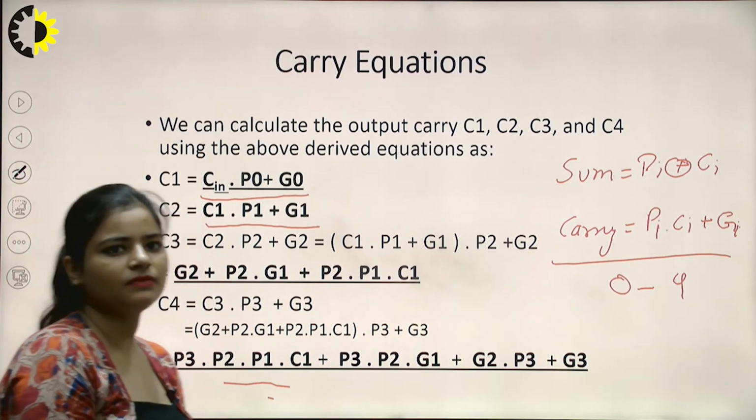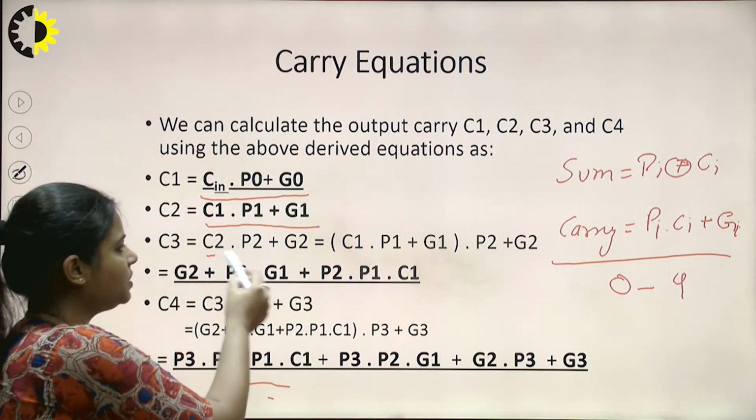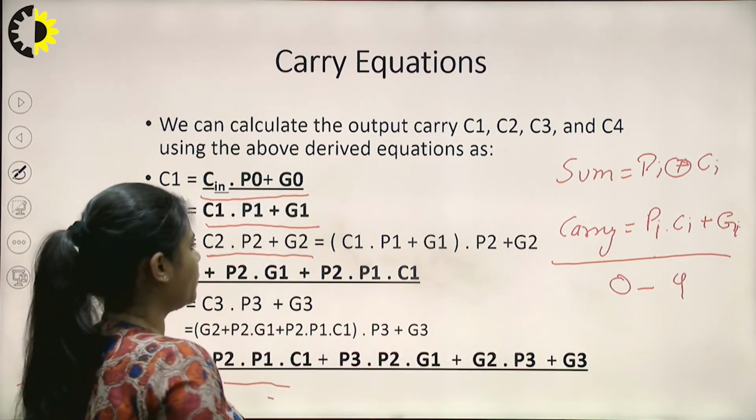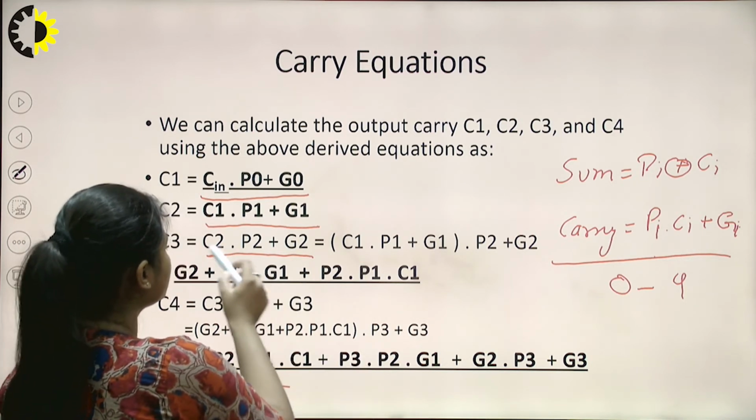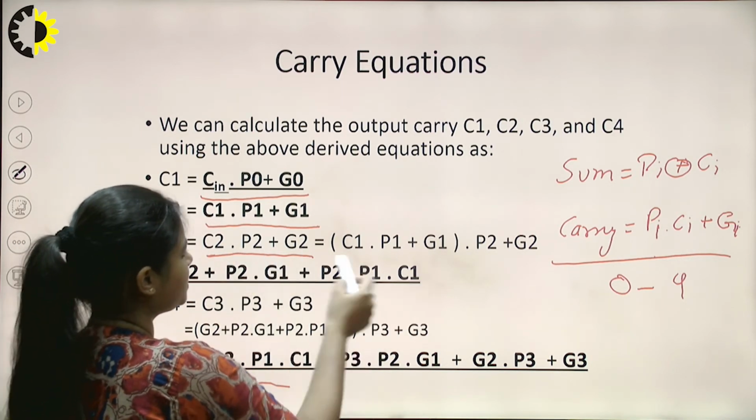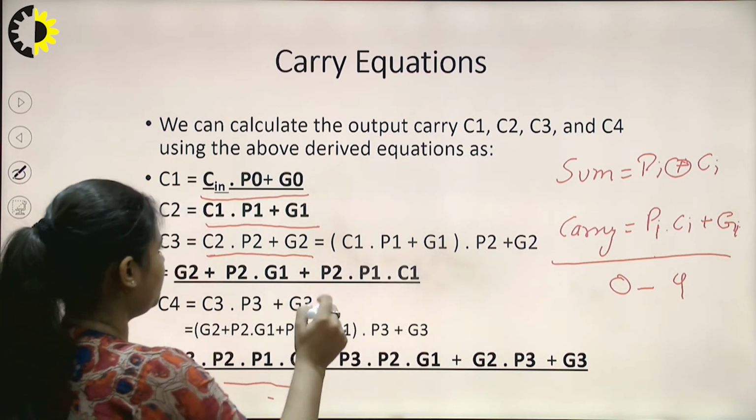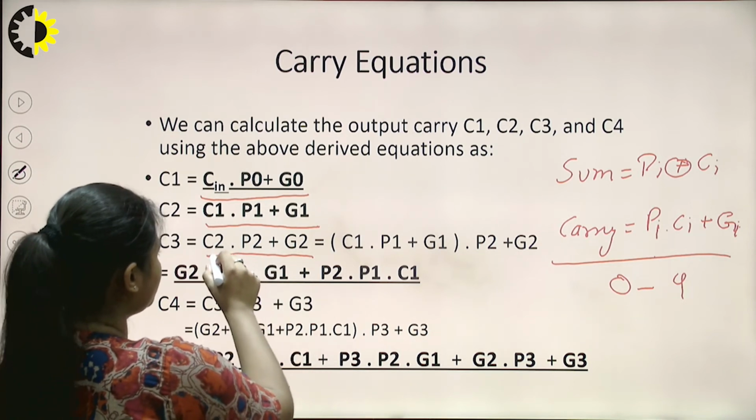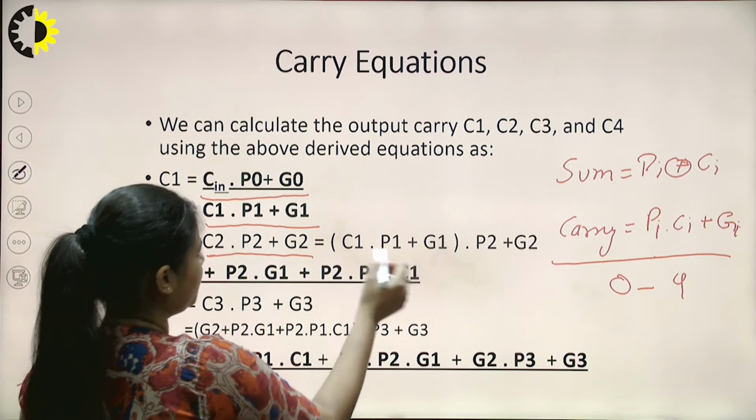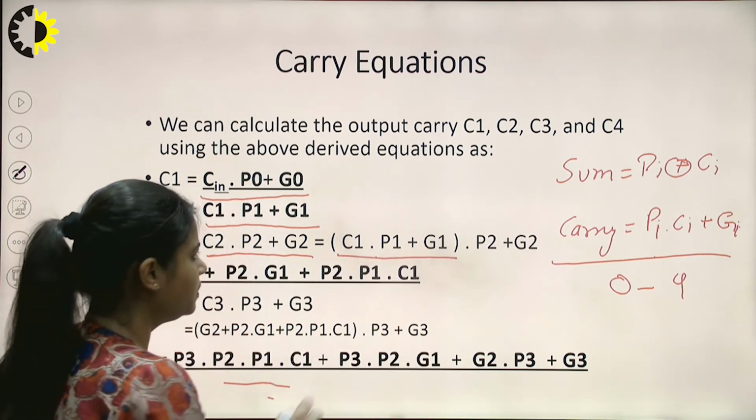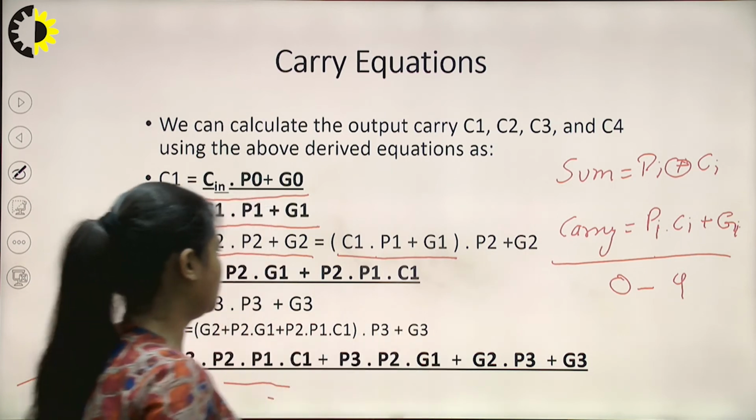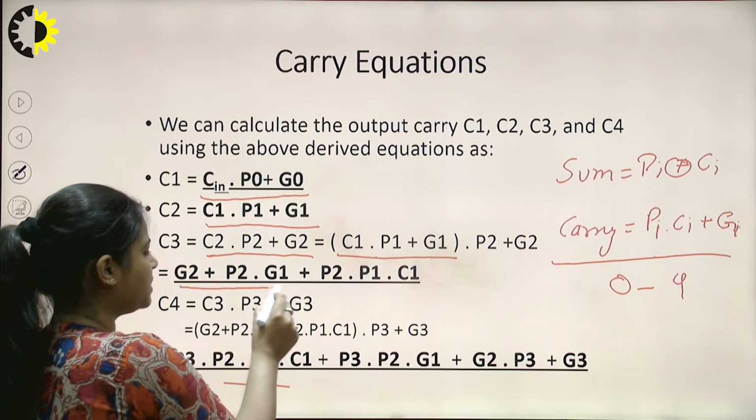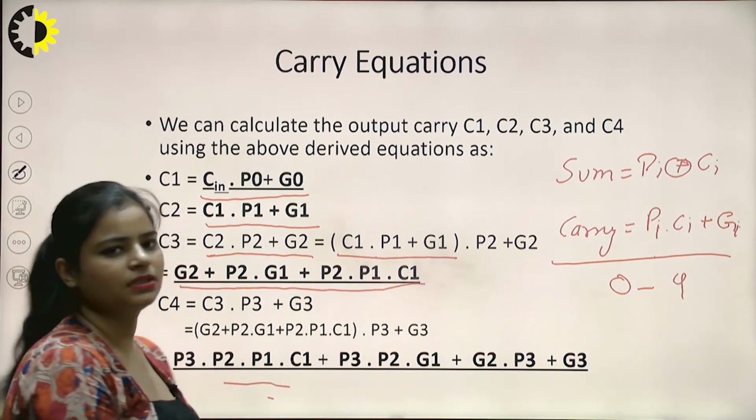Like in C3, we can put the value C2 dot P2 plus G2 in this equation. But whenever we are solving this equation, we can simplify it by putting in the value of C2. So what is the value of C2? C1 dot P1 plus G1. It goes into our C2 dot P2 plus G2, and we just simplify all this equation. So we have G2 plus P2 dot G1 plus P2 dot P1 dot C1.